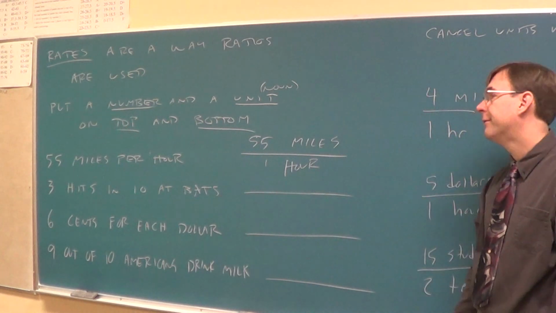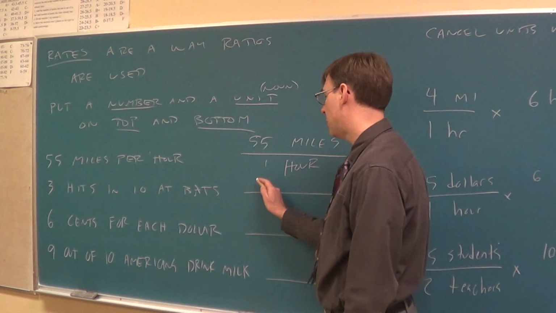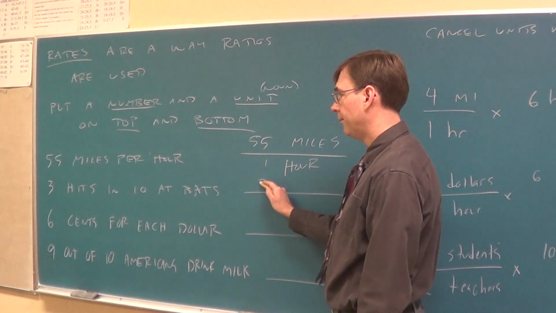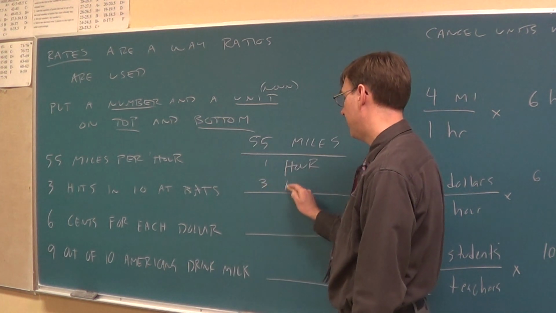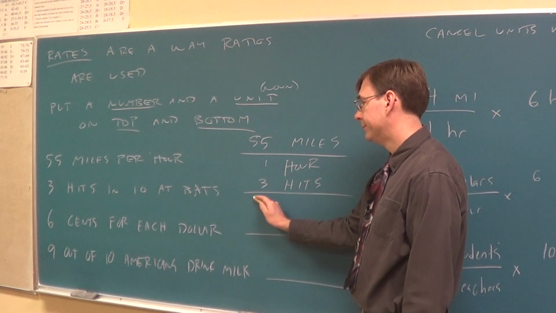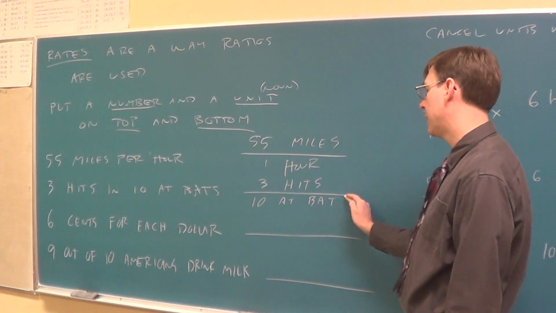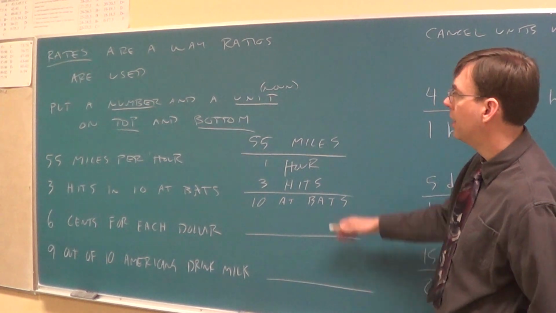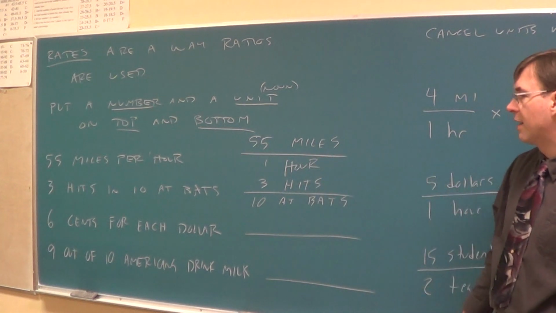So if we go ahead and write a rate out of this, what's that going to look like? 3 hits on the 10 at-bats. Is 3 hits going on the top or on the bottom? The top. Why top? Because it's first. And then on the bottom, 10 at-bats. So we don't want to overthink this. The first thing you see, you write it on the top. The second thing you see, you write it on the bottom. But we need to make sure we have a number and a unit. We've got 4 items to fill.